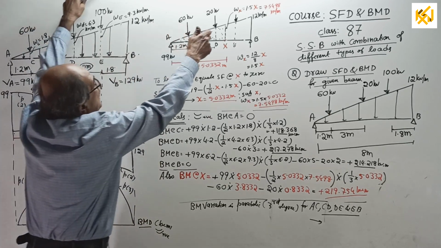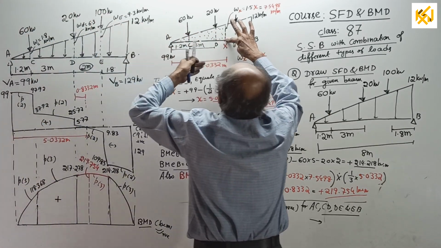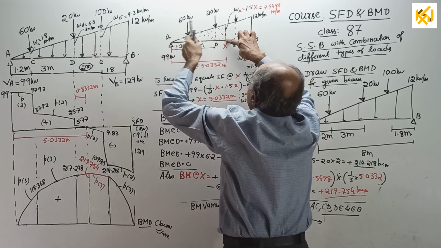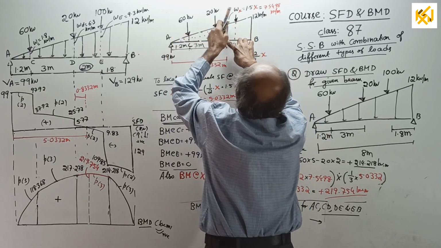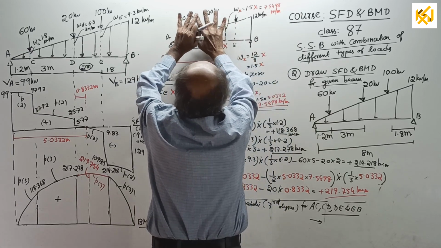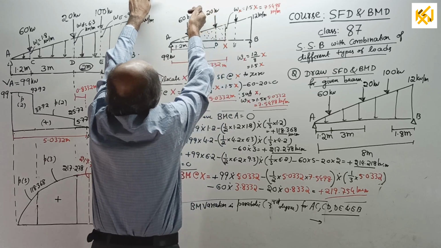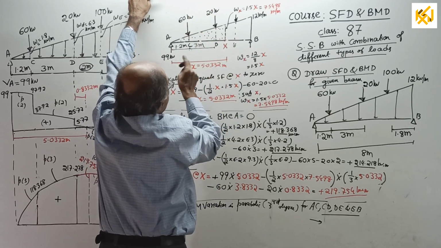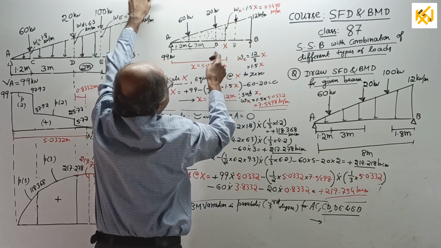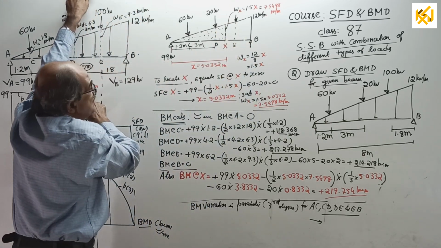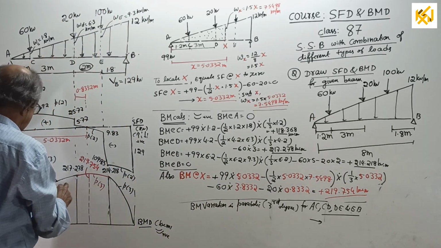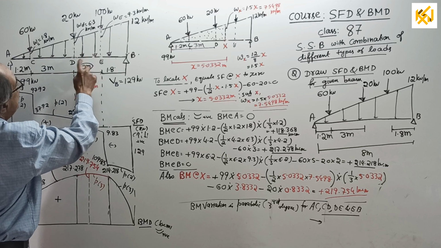Lastly, BM at X. Look here. Plus 99 into this distance minus half into this X distance into 7.5498 into 1/3 of X, because this much triangle you have to see. Lastly minus 60 into from 5.0332 subtract 1.2 minus 20 into this distance, just now I told 0.8332, you get the BM. BM variation is parabolic, third degree for AC, CD, DE and EB.